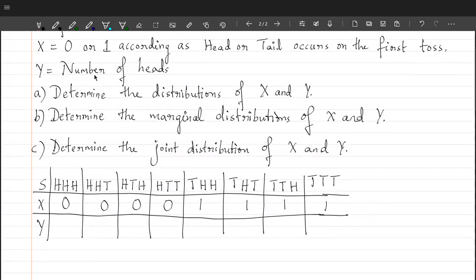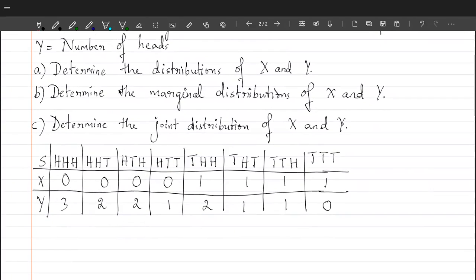Then y denotes the number of heads. So take the first event. In the first event, all the 3 outcomes are heads, so y can take the value 3. In the next event, there are 2 heads, so y takes the value 2. Here also it is 2. Here it is 1. Here it is 2. Here it is 1. Here it is 1. And obviously in the last case, the number of heads will be equal to 0.